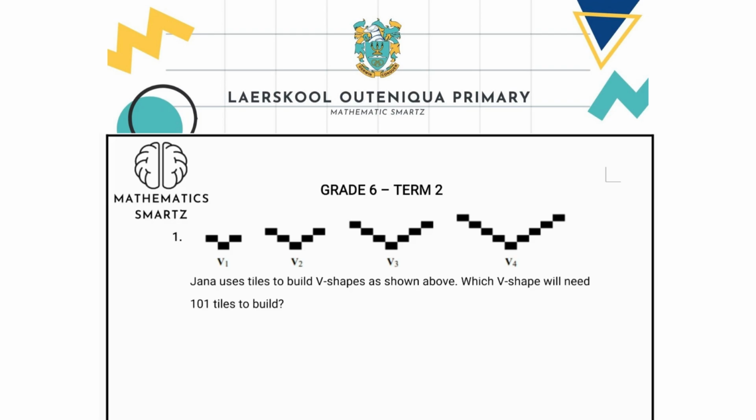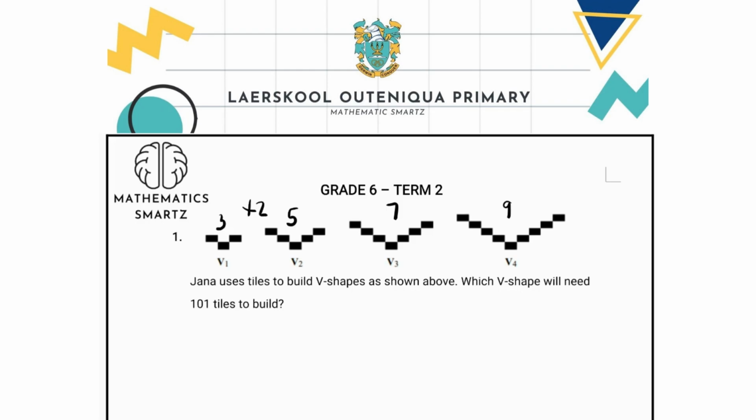My first step is to determine how many tiles are in each term. For V1, there are 3. For V2, there are 5. For V3, there are 7. And for V4, there are 9. Therefore, how many tiles am I adding between each shape? 2. I'm adding 2 tiles.